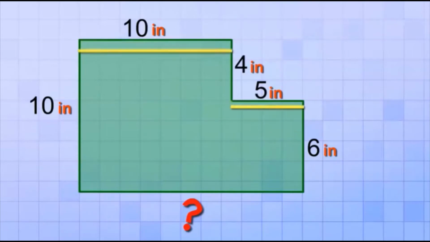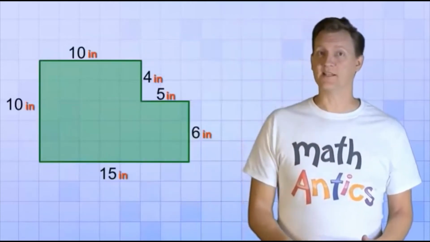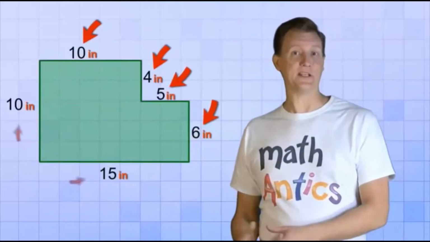If we imagine those moving down to the side that we don't know, we see that its length must be equal to the combination of those 2 lengths. 10 inches plus 5 inches equals 15 inches. There, we've used the lengths that we did know to figure out the lengths that we didn't know.